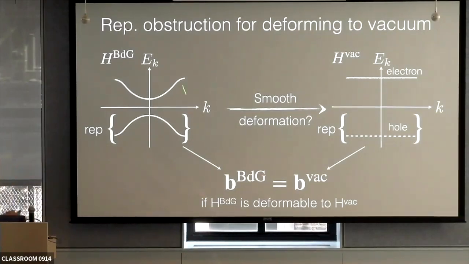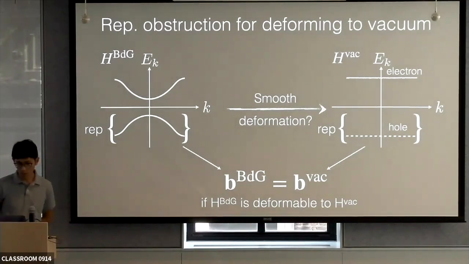So now we want to remember that the question is to ask how we may not be able to deform your BDG Hamiltonian to some reference trivial state. Here, a smooth deformation is only possible if the representations match up on the two sides. In the notation we use, the representation is represented by some band V. And we want to ask if whatever representation is realized by the BDG system is going to match up with the vacuum representations. If it's deformable, then this has to be true. It's a necessary condition for being able to deform it.